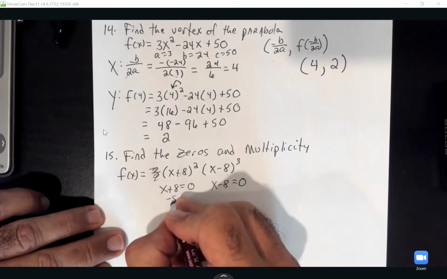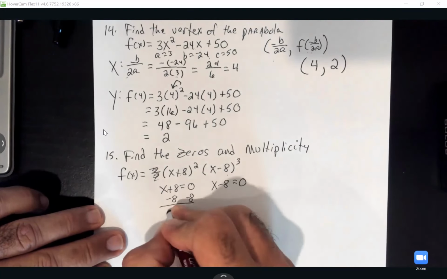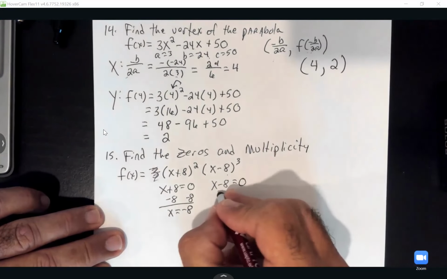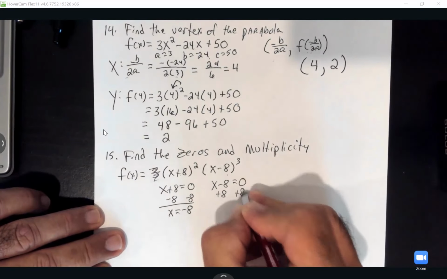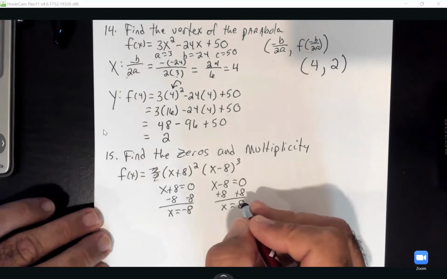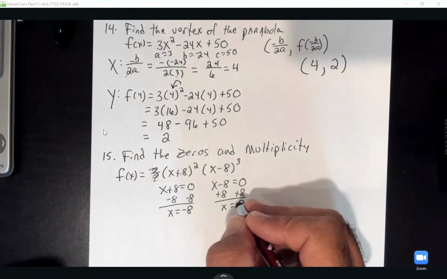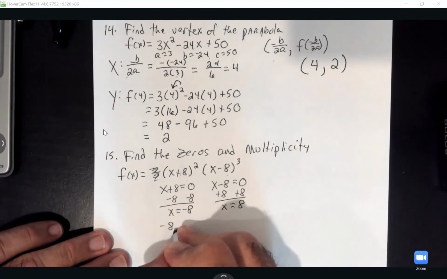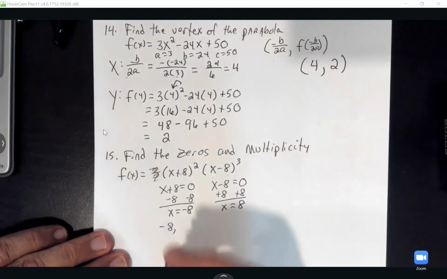So the first one, y'all, I'm going to subtract 8. I get my first 0 is negative 8. The second one, I'll add 8. And my second 0 is a positive 8. So for the 0 of negative 8, what is this multiplicity?